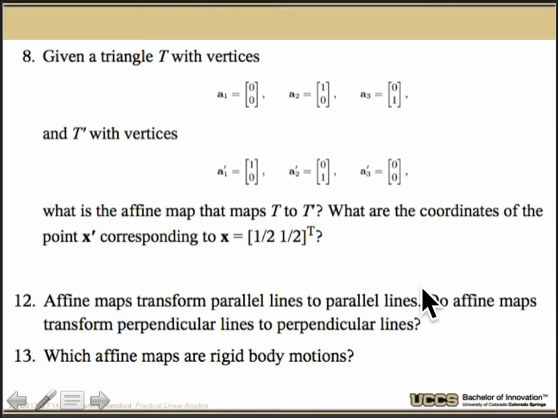And then ask for some basic properties. Affine maps transform parallel lines to parallel lines. Do affine maps transform perpendicular lines to perpendicular lines? Which set of affine maps are rigid body motions? How would you define that? Maybe algebraically. How would you define it in a sort of graphical or more visual sense?